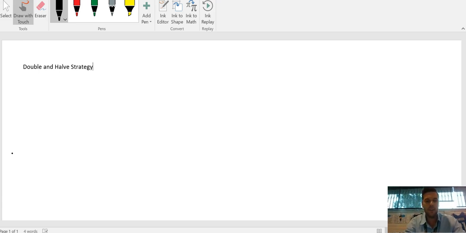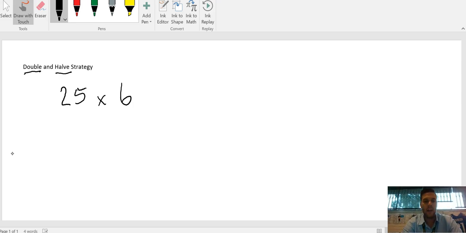So let's start with an example. Say we have 25 multiplied by 6. As the strategy suggests, we have to double one number and halve the other. We've got an odd number and an even number, so straight away we know which number we should be doubling. We cannot halve an odd number because then we're working with decimal places and that's not easy to multiply with. So we must double the 25.